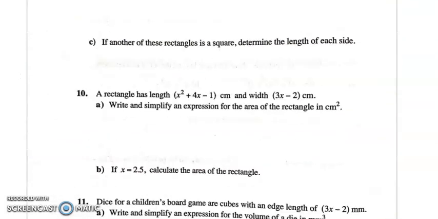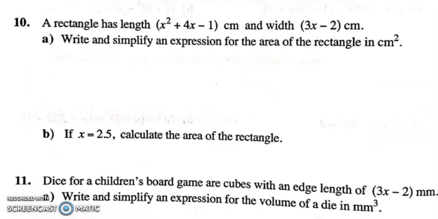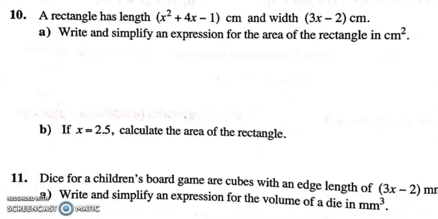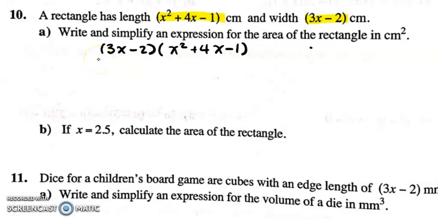All right, next let's move on to question 10 on the next page. For this one, we have a rectangle with a length and width, and it's just asking for a simplified expression for the area. So again, we're going to multiply the two given trinomial and binomial. My habit is always to write the binomial first when possible, because then it's easy for me to follow.